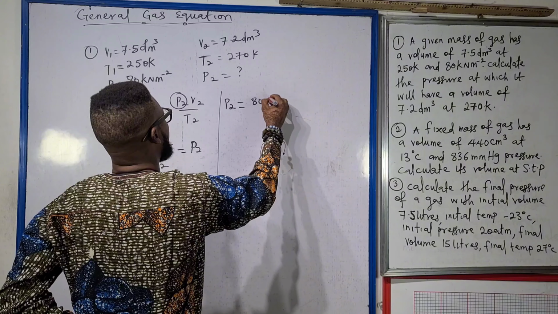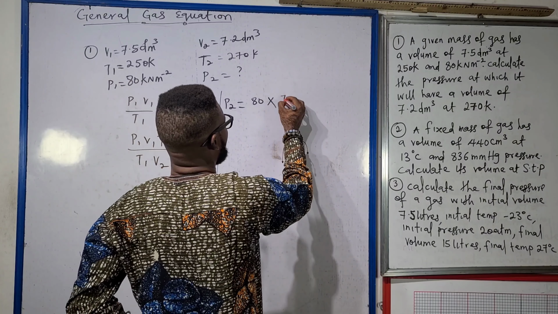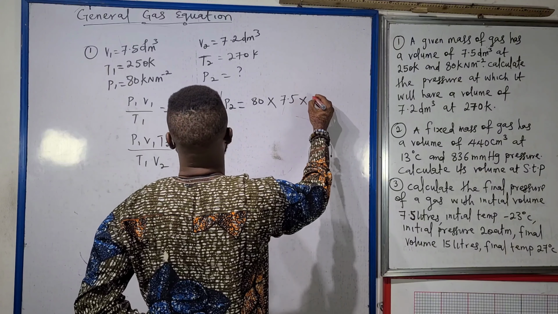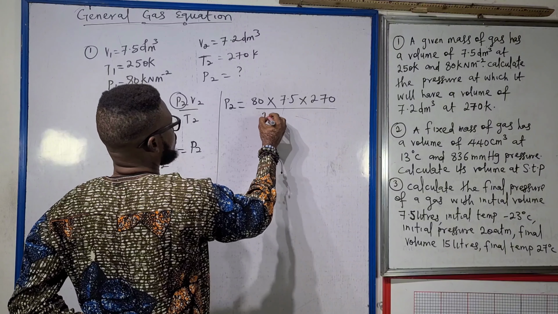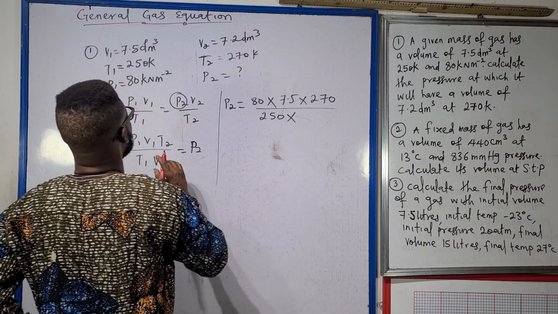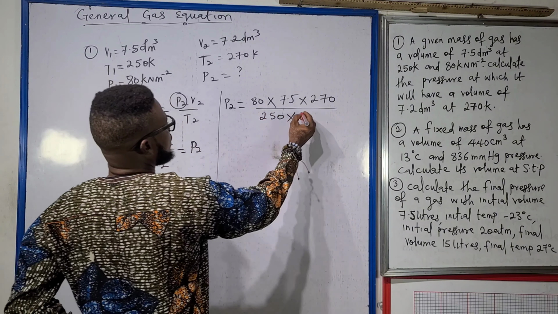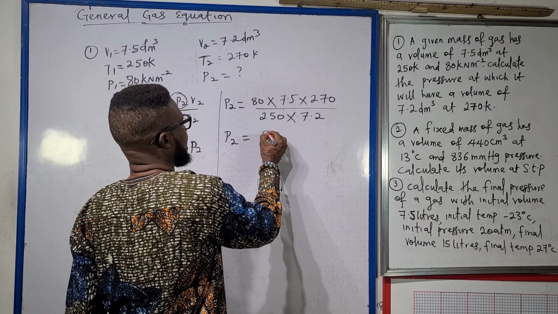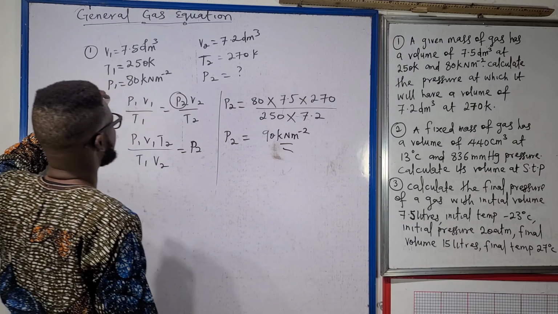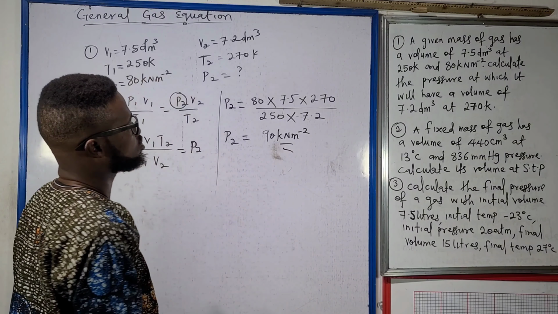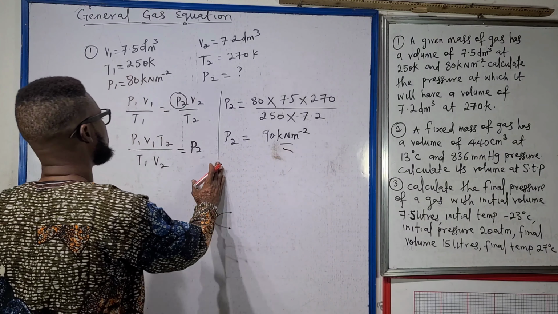So in this regard, P2 equals, what is P1? 80 kilonewton per meter square times V1, 7.5, times T2, 270, all divided by T1, which is 250, times V2, which is 7.2. When we compute this, we'll get 90 kilonewton per meter square. If P1 is in kilonewton per meter square, then P2 is going to be in kilonewton per meter square as well. Let's look at the second question.